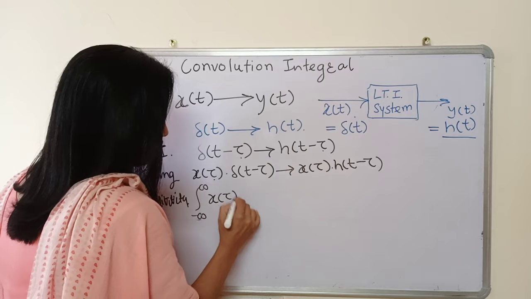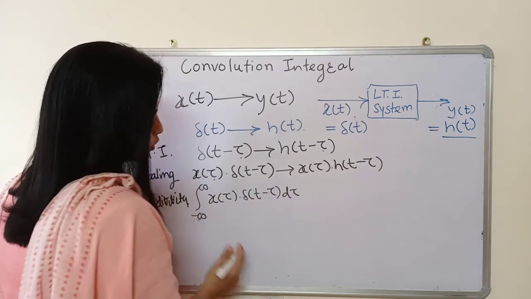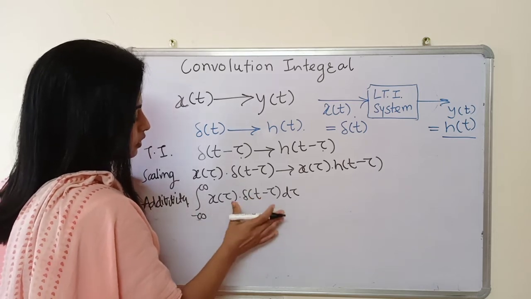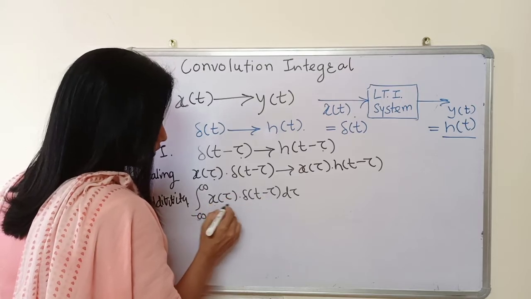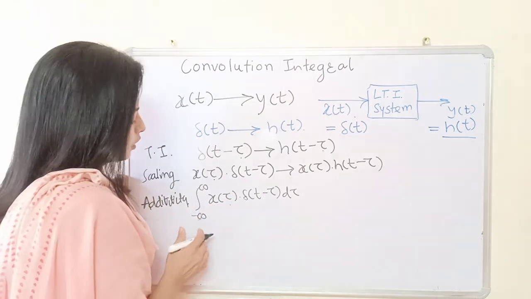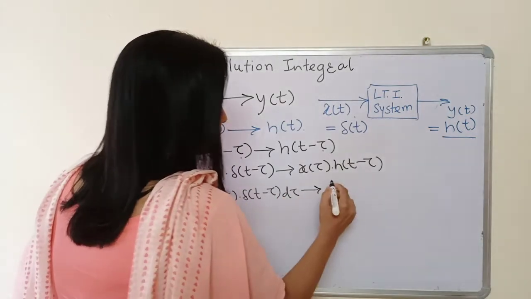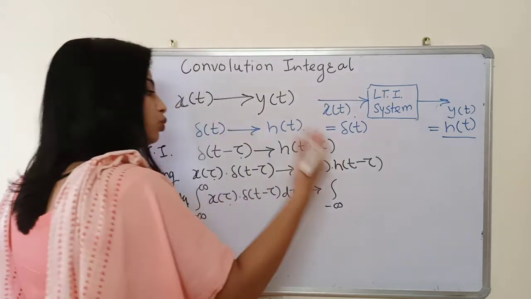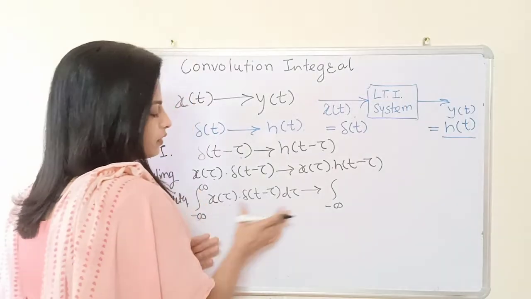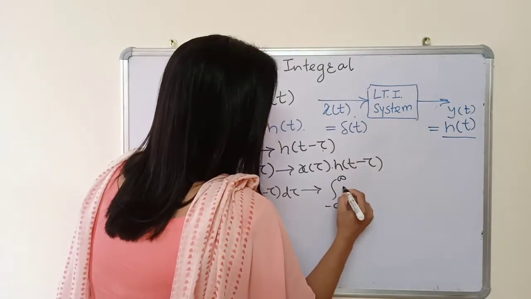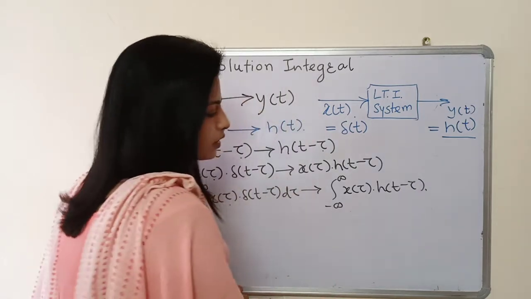So x of tau delta of t minus tau d tau. There are a lot of shifted versions of delta of t minus tau, and depending on the value of tau, these are the different amplitudes. All these inputs added together means here integrated. At the output also, all those specific outputs for specific inputs will get added.